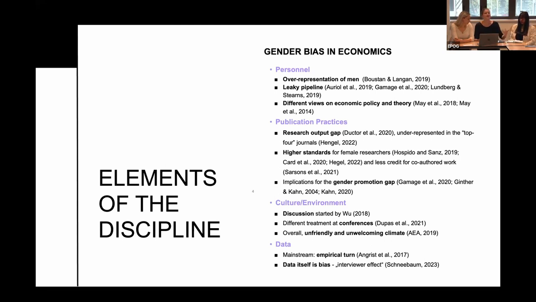Then the aspect of culture and environment. This whole discussion was started by the bachelor thesis of Wu in 2018, when she analyzed the wording that was used to describe female economists on this website called Economics Job Market Rumors. And interestingly, or shockingly, she found that posts that were characterized as female contained on average 43% fewer professional academic terms, but on the other hand, 192% more terms about personal information or physical attributes than posts that were characterized as male.